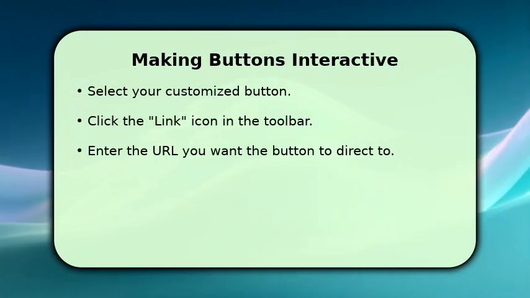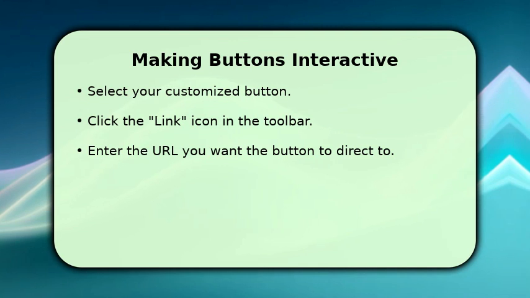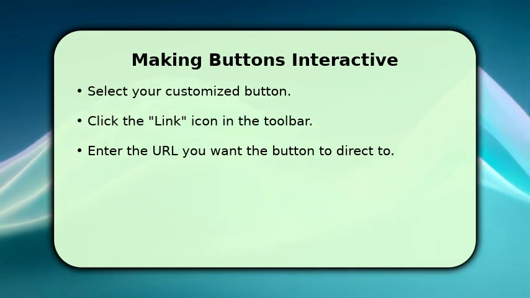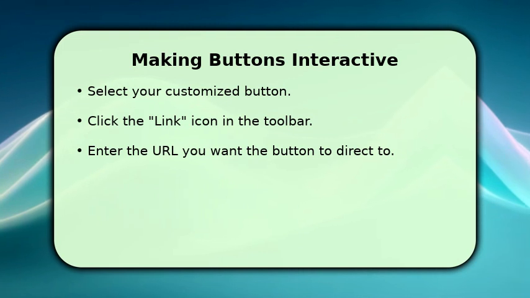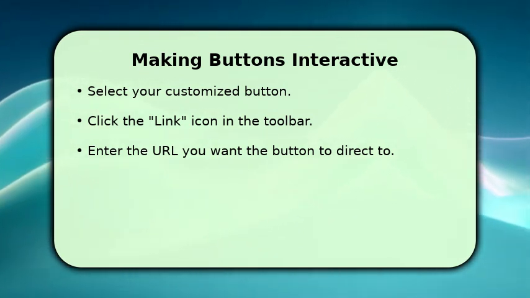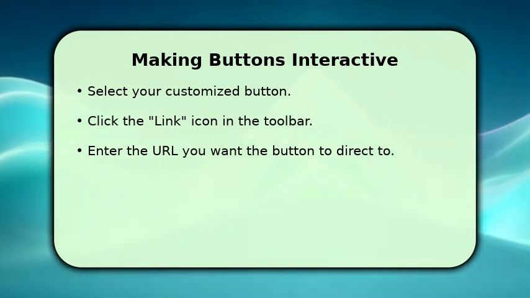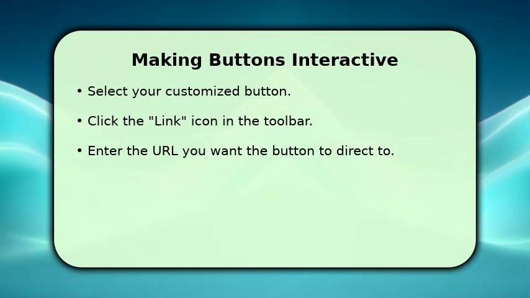Now, let's make your button functional. With the button selected, look for the link icon, which often looks like a chain. Click it, and a field will appear where you can paste your desired URL. This could be a website, a document, or another page within your Canva design. Always test your link in preview mode to confirm it works as intended.